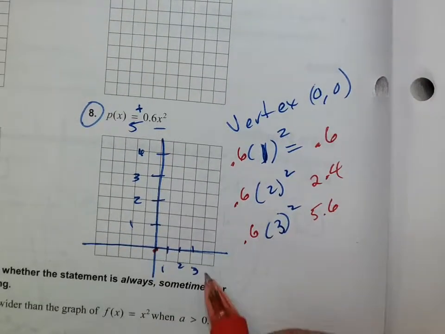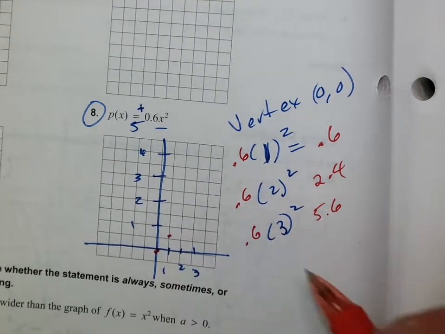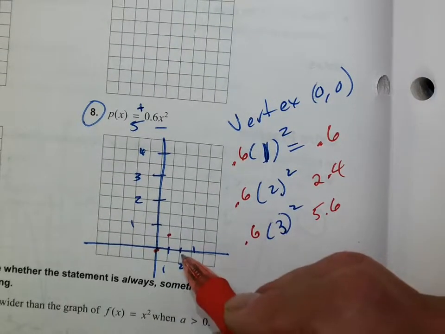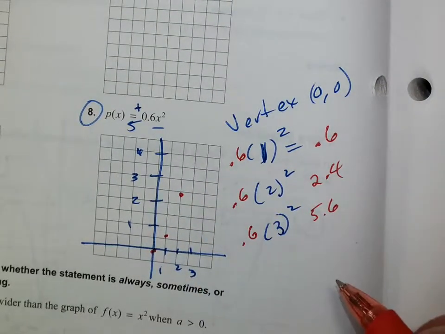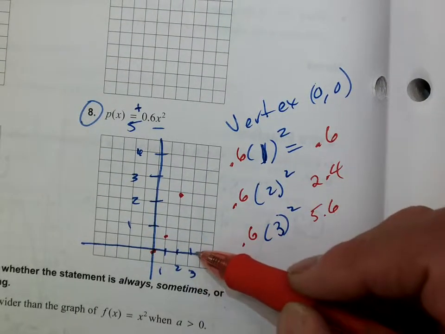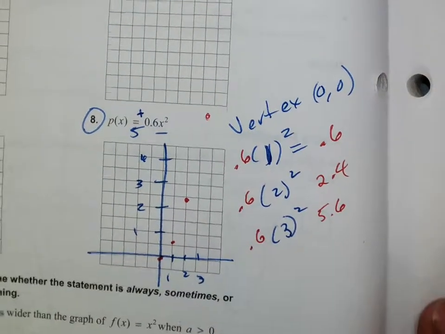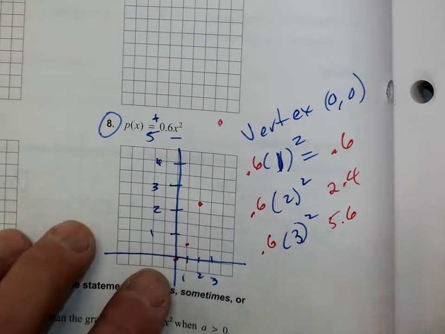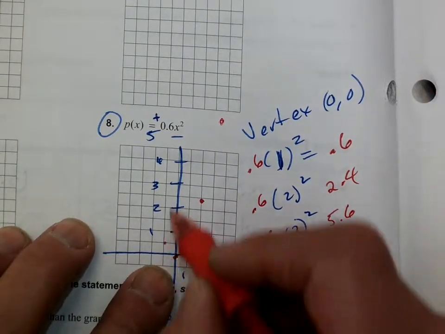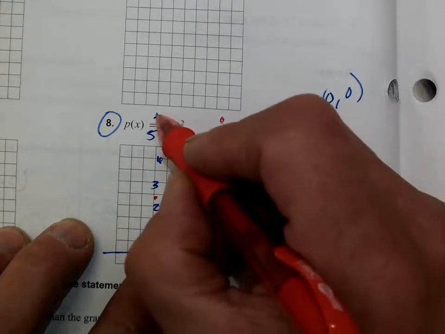0, 0. At 1, we're at 0.6, so it's about there. We're just estimating. At 2, we're at 2.4, which is about there. And then at 3, we're at 5.4, which is about there, estimated. And we know that it's symmetrical, right? So we can put the other points on the other side. There it is.